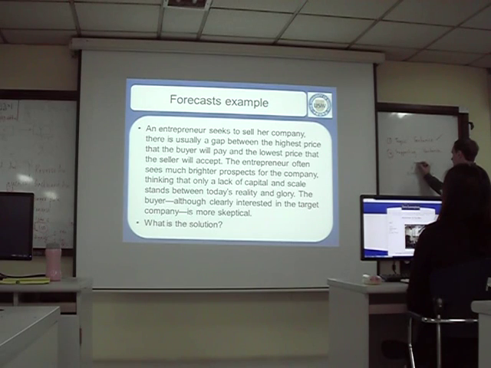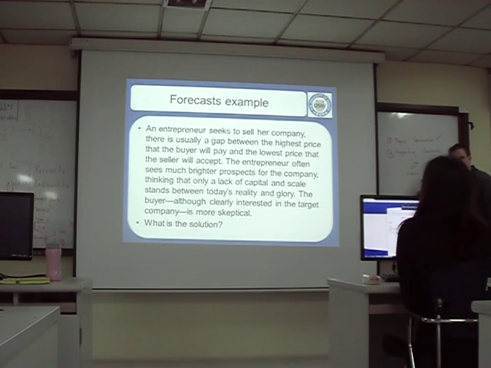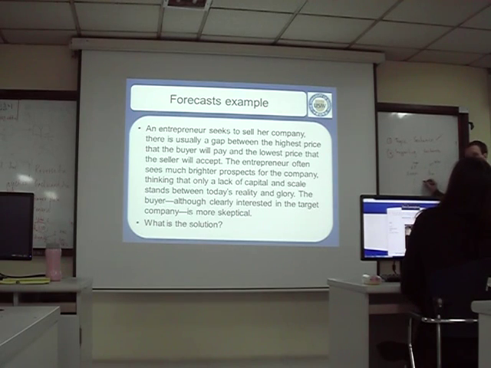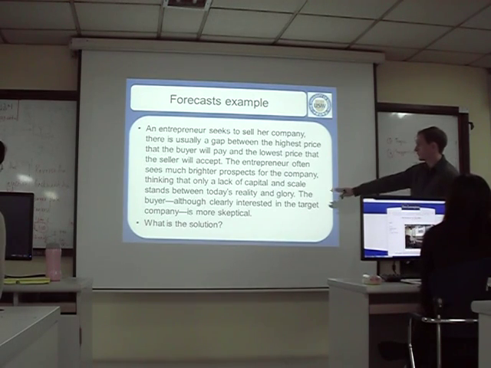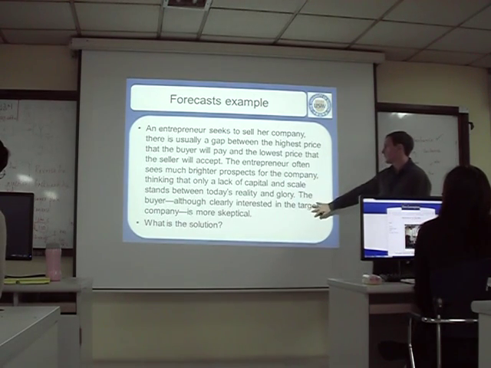Buyer, seller, right? So the seller wants 1 million, but the buyer is only willing to pay 500,000. Is there a ZOPA? No. No ZOPA, right? So can they make a deal? No. Well, if we understand the reasons, we can help them to make a deal, right?